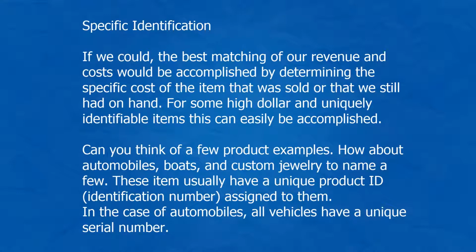Specific identification. If we could, the best matching of our revenue and costs would be accomplished by determining the specific cost of the item that was sold or that we still had on hand. For some high-dollar and uniquely identifiable items this can easily be accomplished. Can you think of a few product examples? How about automobiles, boats, and custom jewelry to name a few? These items usually have a unique product identification number assigned to them. In the case of automobiles, all vehicles have a unique serial number.